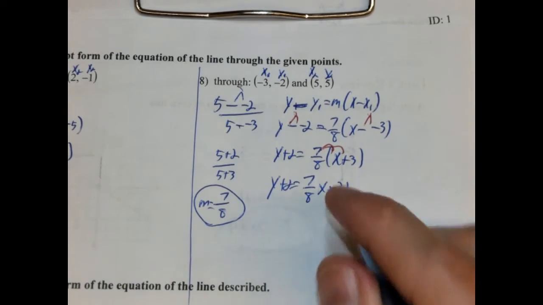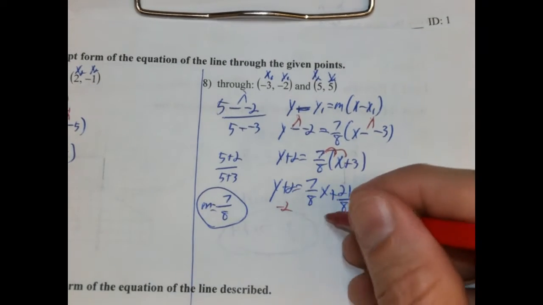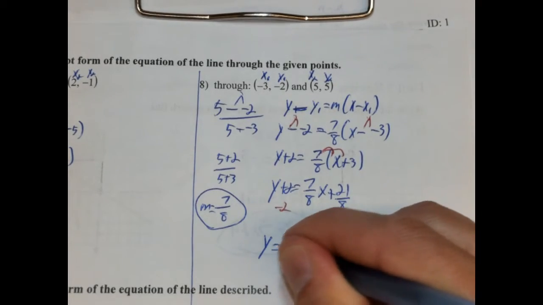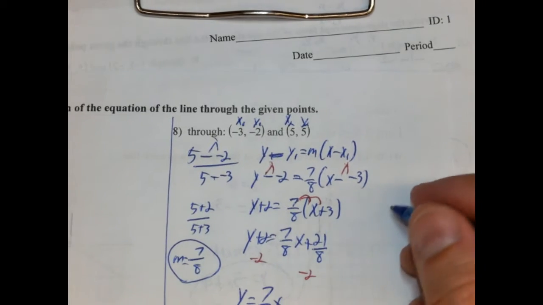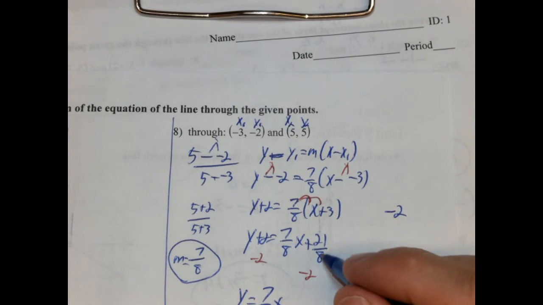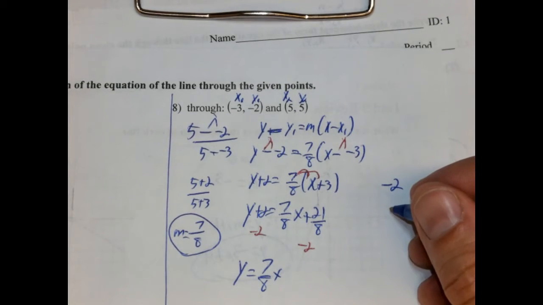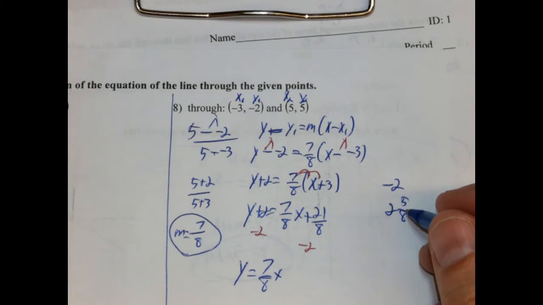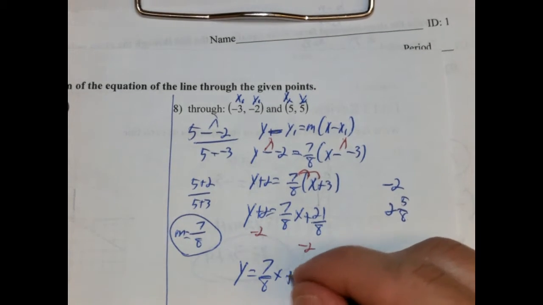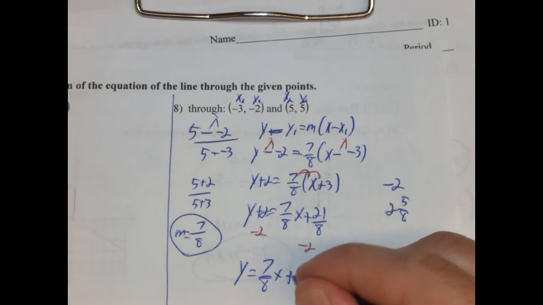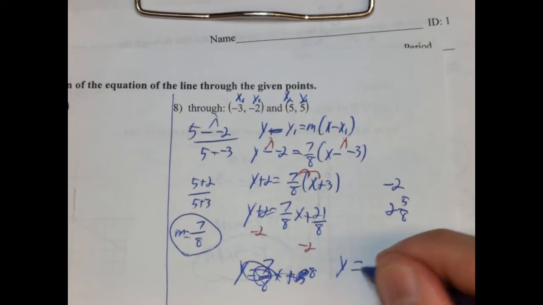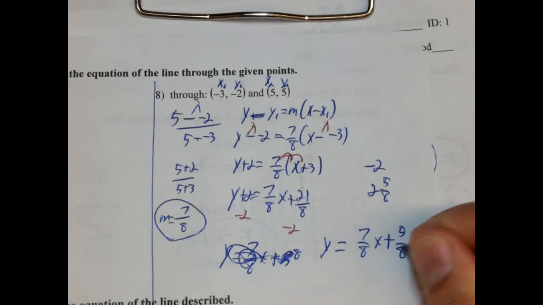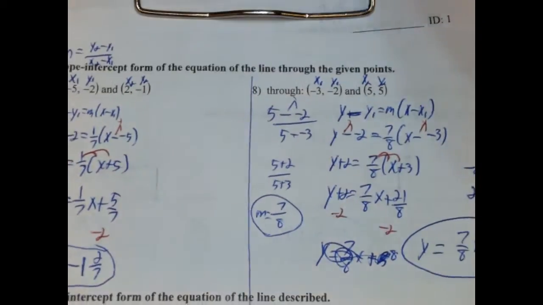And we'll worry about that in a second. We're going to subtract 2 from both sides. So y equals 7/8 x. We have to figure out what this whole thing is. So we have negative 2, and then we have, let's see, 21 over 8. It's going to be 2 and 16, 5/8. So it's going to be 5/8 that is left. What am I doing? Let's rewrite that. Y equals 7/8 x plus 5/8. There we go. Okay.